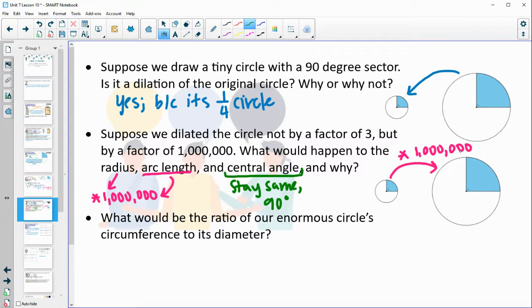And then what would the ratio of this enormous circle's circumference be to its diameter? If we did the ratio of the circumference to the diameter, what would that ratio be? Again, that's going to be pi. What would it be if we did it divided by the radius? Circumference divided by radius is 2 pi.